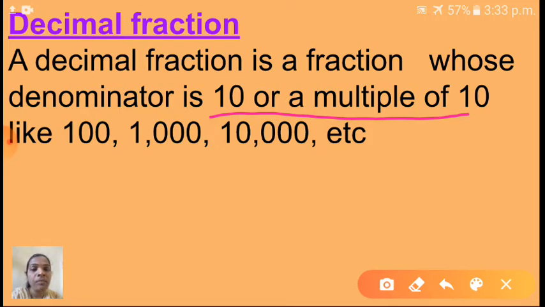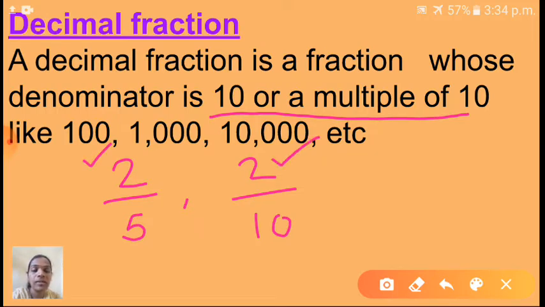See here children, 2 upon 5. Here I will give two fractions. You have to recognize here which one is the decimal fraction. This is first fraction, this is second fraction. Yes, this second fraction is called what? It is a decimal fraction. Why is it a decimal fraction? Yes, the denominator, the 10 is there. That's why the second fraction, that is 2 upon 10, is a decimal fraction.